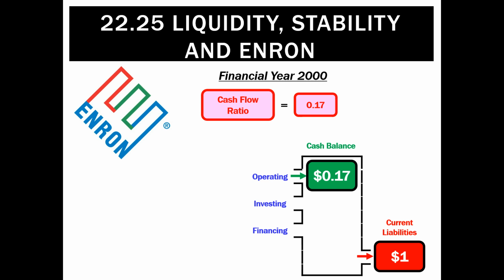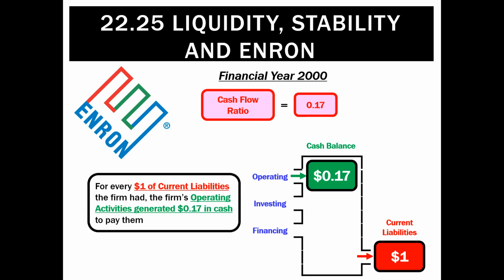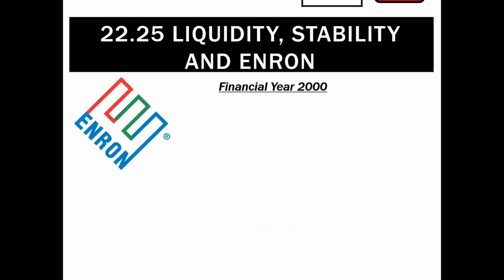Where was the money coming from? Well, it must have been coming from either investing or financing activities, and that's clearly not sustainable, because investing means we sell non-current assets that we can't use anymore, and financing means we're borrowing money, and that increases debt and our interest repayment. So that's a really bad result, and for every dollar of current liabilities Enron had in 2000, the operating activities only generated 17 cents in cash to pay them.